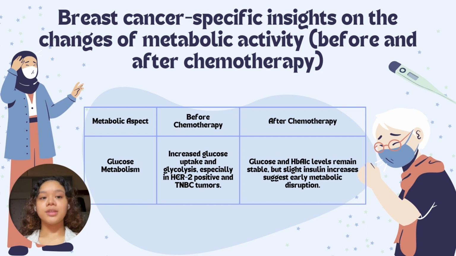Lastly, before chemotherapy, there's an increased glucose uptake in glycolysis, especially in HER2 positive and TNBC tumor cells. During post-chemotherapy, glucose and HbA1c levels remain stable, but a slight insulin increase suggests early metabolic disruption, development of insulin resistance, and higher risk of developing metabolic syndrome and other related conditions.